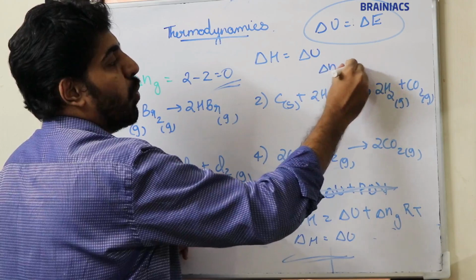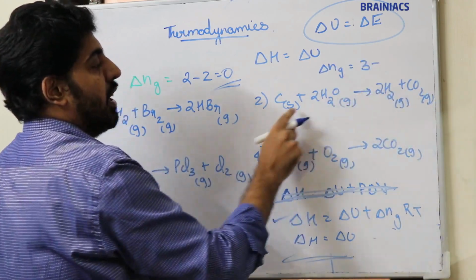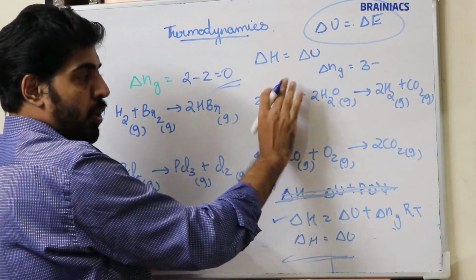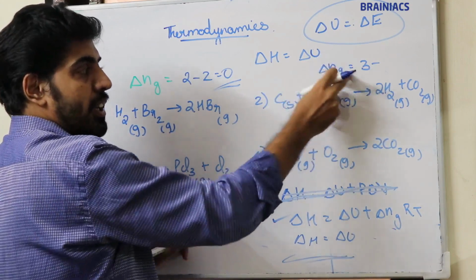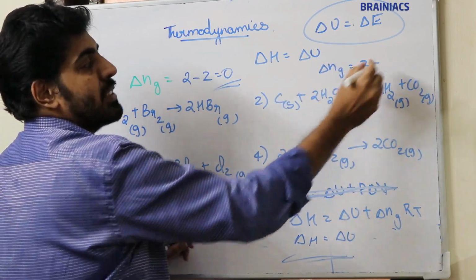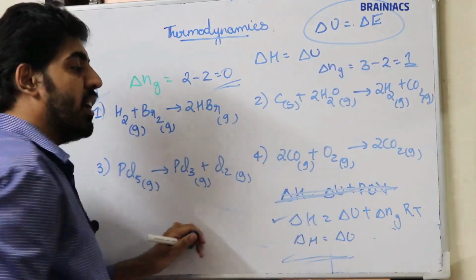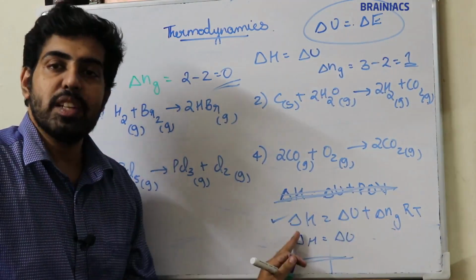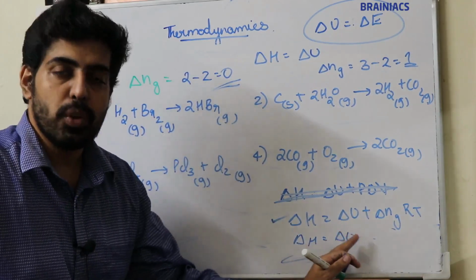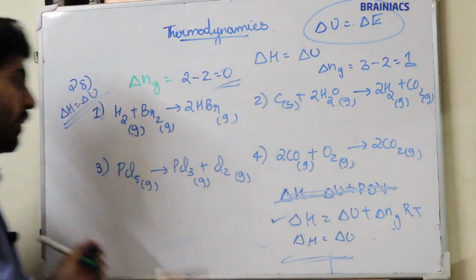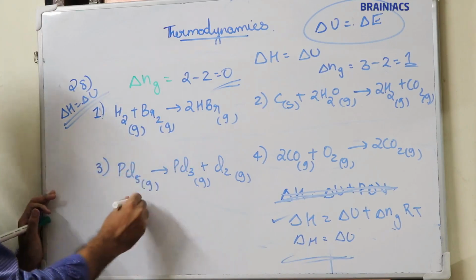Delta Ng is equal to 3 minus solid. No, we don't want to consider solid here. This is gas. So 3 minus 2, which is equal to 1. Delta Ng is equal to 1. If delta Ng is 1, then delta H will not be equal to delta U. Now, question number 3.